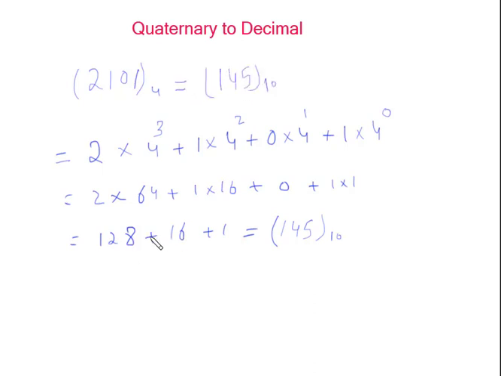Thus, from these examples, we came to know that a number expressed in any base, let's say base r, can be converted to its decimal equivalent by multiplying each coefficient with the corresponding power of r and adding. So now let's do the last example, octal to decimal.